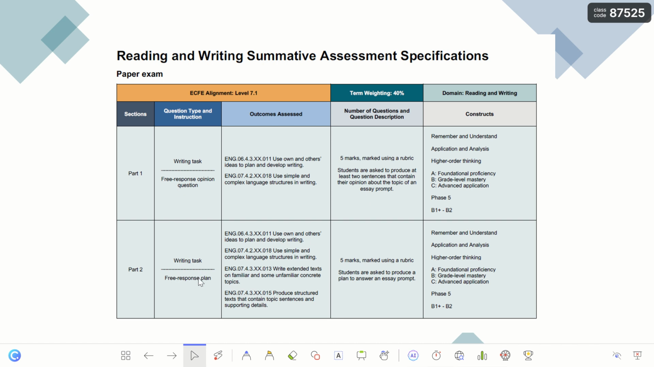Okay, then your writing task, also free response plan. Here, plan. Students are asked to produce a plan to answer an essay prompt. Plan, as what I said before, bullet points, paragraph 1, paragraph 2, paragraph 3, and the points that you're going to mention in each one of them, or like a mind map. Okay.